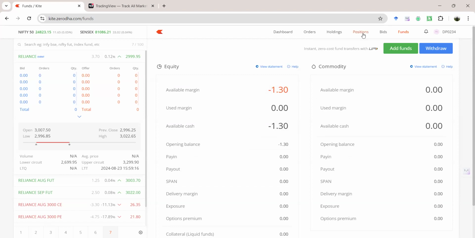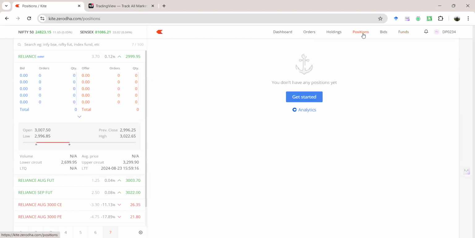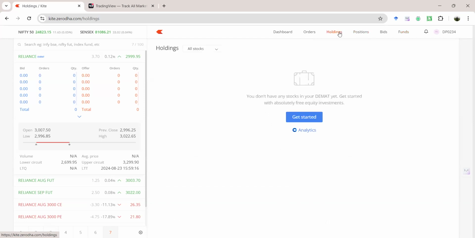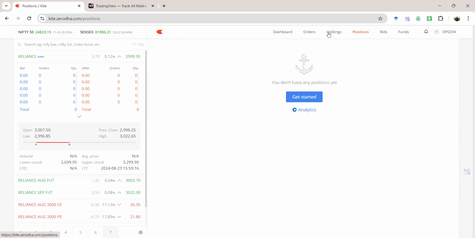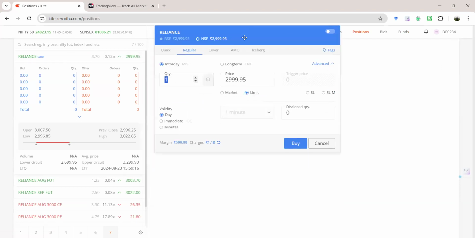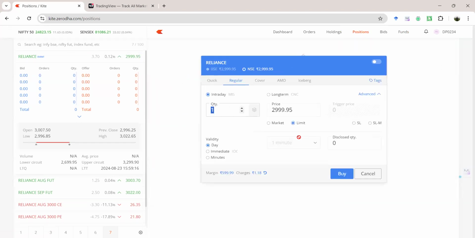So if you have pledged, you'll be able to see that pledged margin here, and you'll be able to see available cash here. Sir, by what time do you have to square off? Otherwise, the pledged margin is used. Pledged margin will be used at the time when you place an order.